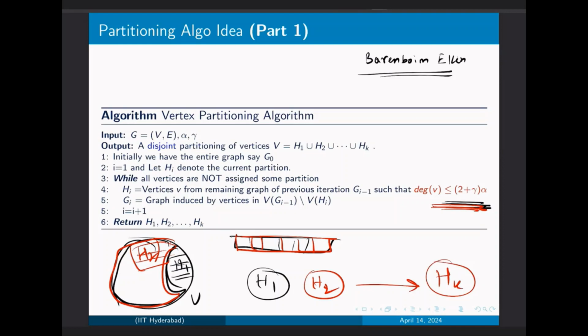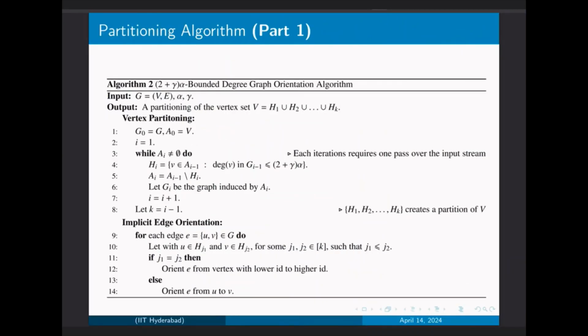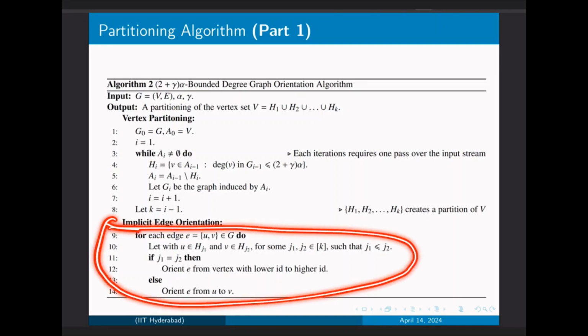So this is roughly the main idea of the algorithm, and this is the exact snapshot of the algorithm taken from the paper we are presenting. If you want to take a look at it, you can pause the video. One thing to mention is that once we get this partition, it immediately creates an implicit orientation of the edges, which is mentioned here. The algorithm is not doing it explicitly, but it is implicit.